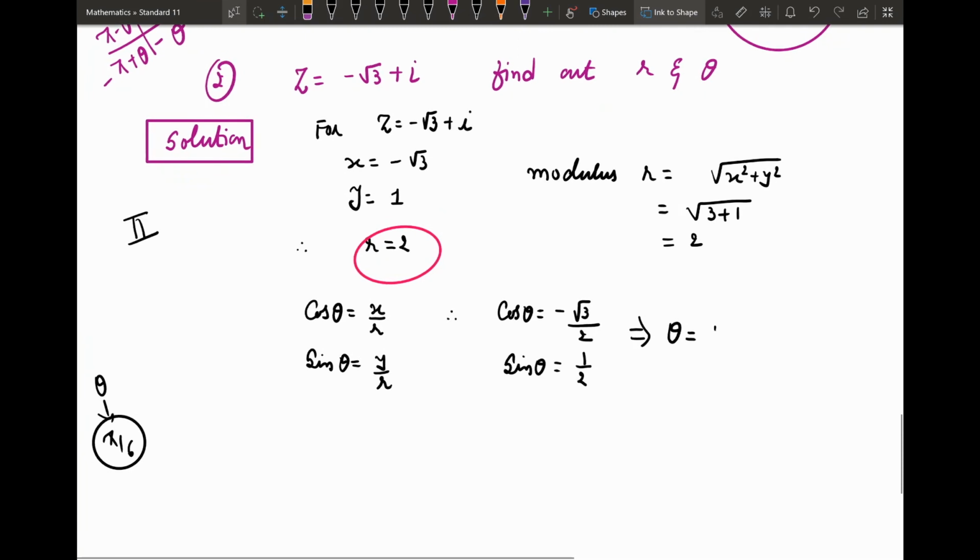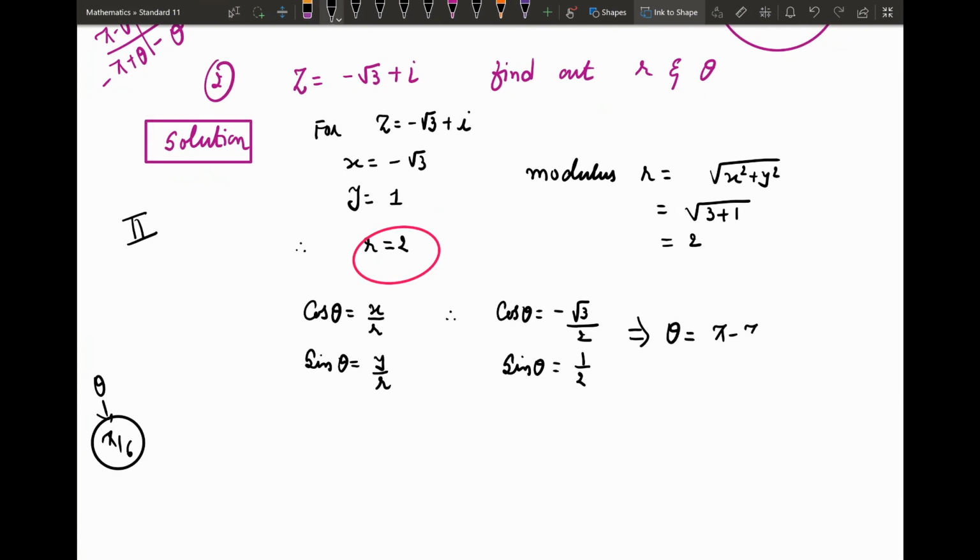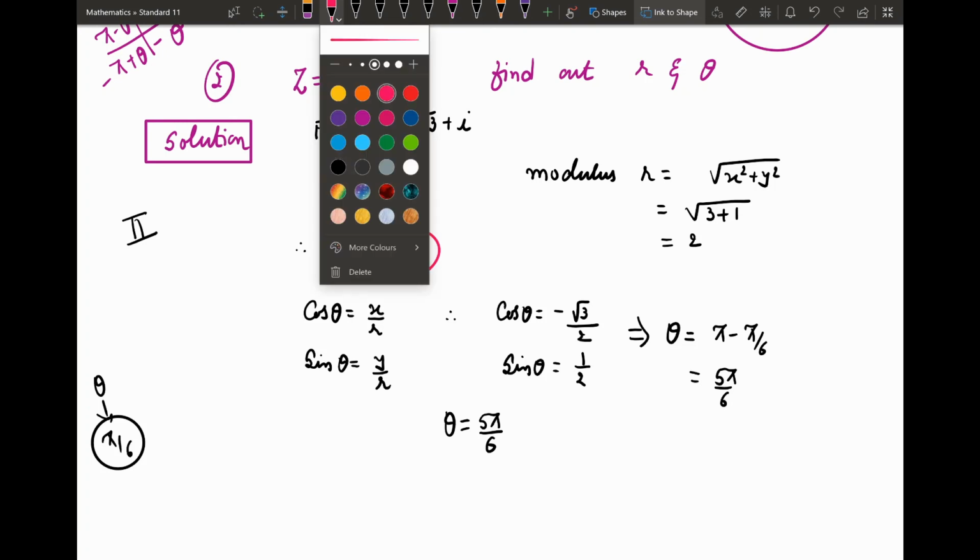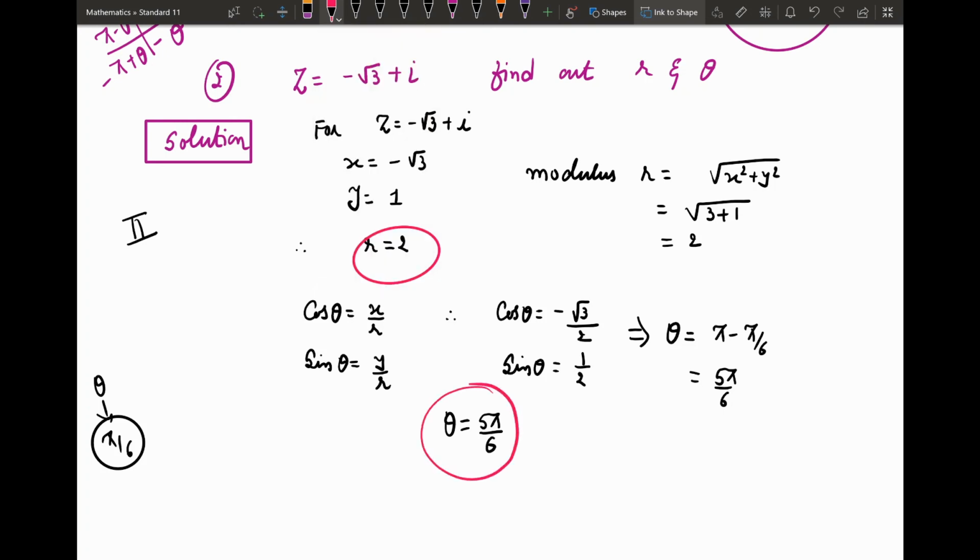So our theta will be pi minus pi by 6. So principal argument theta will be 5 pi by 6. So this is the value of principal argument theta. So here modulus is 2 and argument is theta equal to 5 pi by 6.